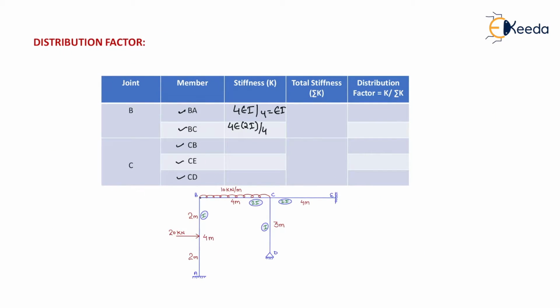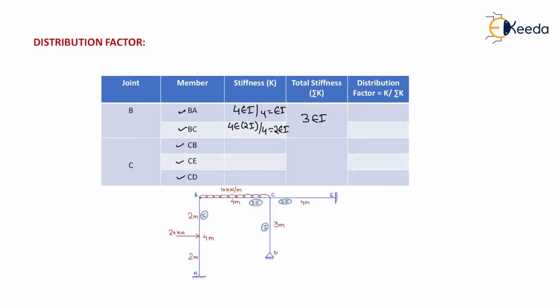When we stand at B and look at support C, it is a continuous support, so it behaves like a fixed support. So its stiffness will be 4EI by L, and here I is 2I, so it will be 4E into 2I by 4, which equals 2EI. So the total sum will be 3EI.